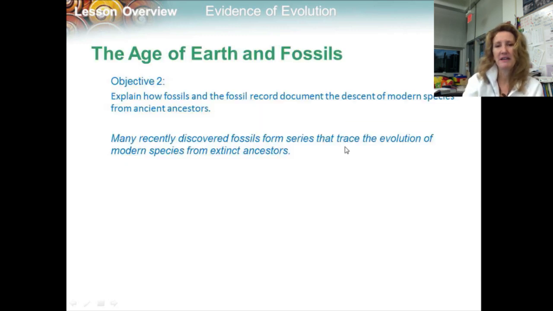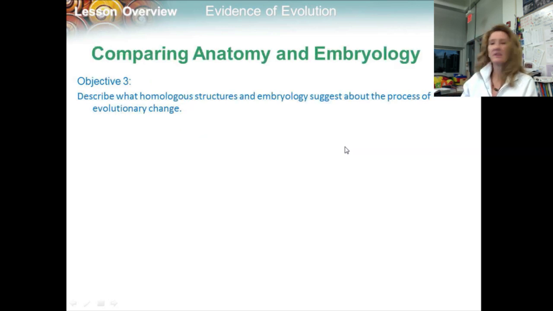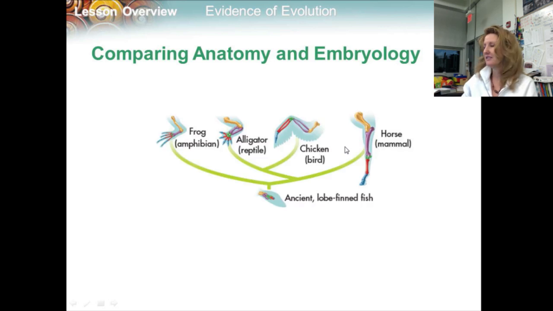So objective 2, explain how fossils and fossil records document the descent of modern species from ancient ancestors. So many recently discovered fossils form series that trace the evolution of modern species from extinct ancestors. Excuse me. Objective 3. Describe what homologous structures and embryology suggest about the process of evolutionary change. This is kind of interesting. This is probably the most interesting one to me. All right, homologous structures. Let's talk about that first.